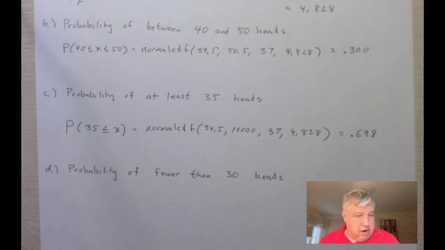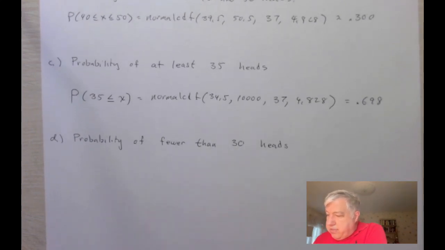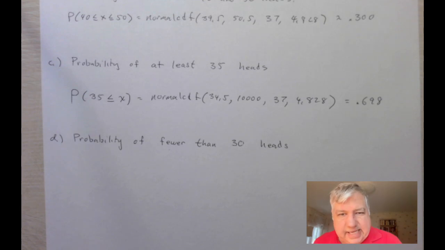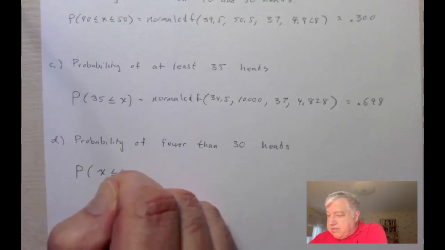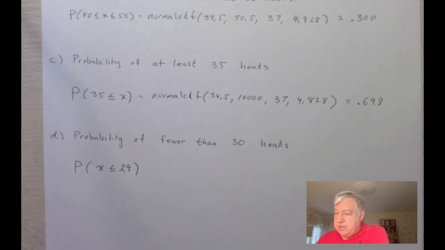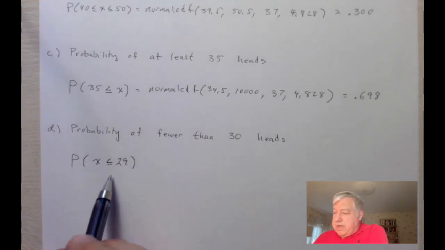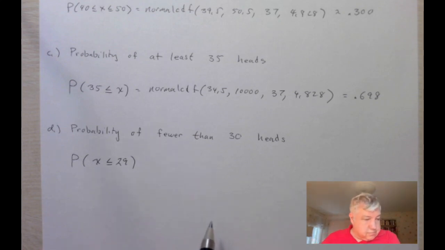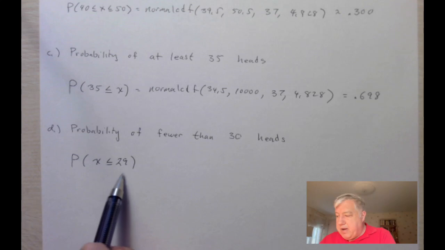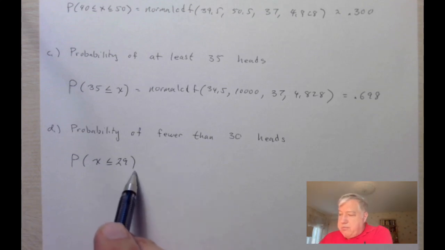And then what would be the probability we have fewer than 30 heads? Fewer than 30. Now, you want to read this carefully here. Fewer, that means 30 is not a possibility. So the greatest it can be would be 29. So this is really the probability that x is less than or equal to 29. So that would be the upper bound, rather. So this would be 29.5.